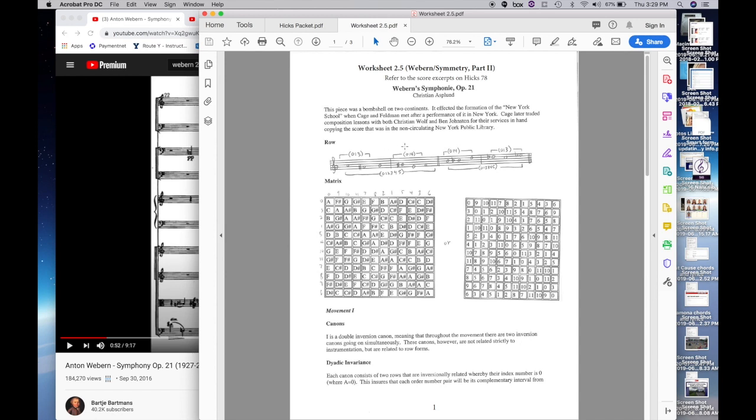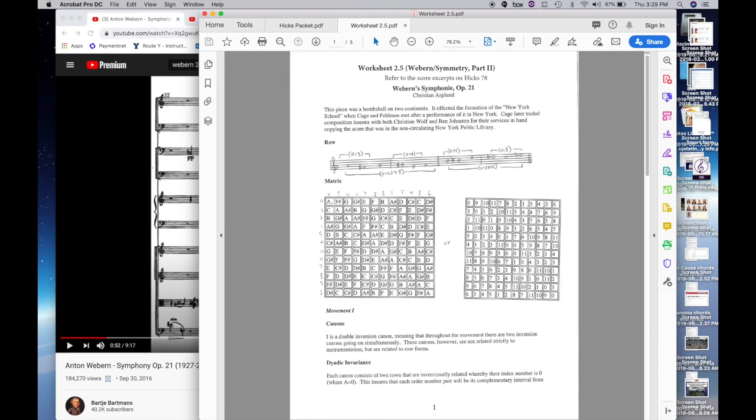Now that has some interesting results. One of them, and Dr. Hicks mentioned this, is that this actually reduces the number of unique row forms, because if I take the P0 and I transpose it up or down, it's the same thing, by 6 semitones, and I reverse the order, in other words, retrograde it, that is the R6. This means that the R6 should be the same as the P0. So let's test this out.